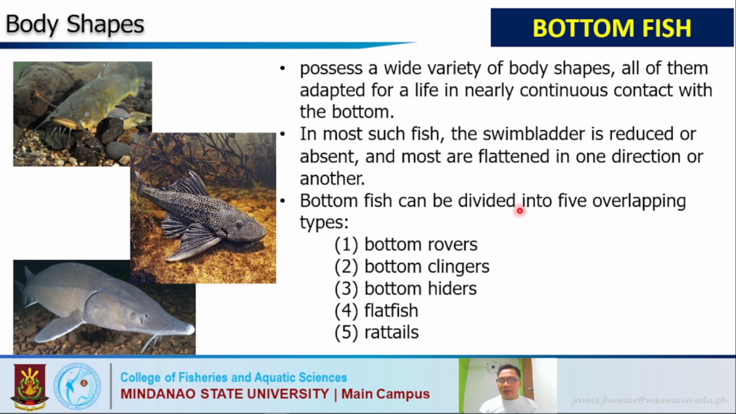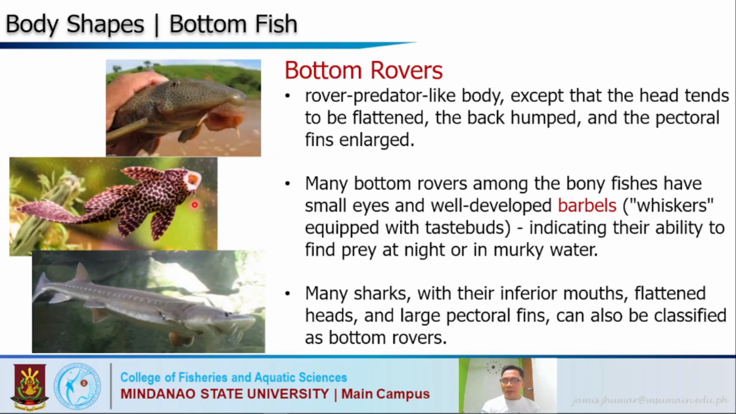So, bottom fish can be divided into five overlapping types: the bottom rovers, the bottom clingers, the bottom hiders, flatfish, and rat tails. So, these are the five classifications of the bottom fishes. So again, the examples of which are catfish, rat tails, and sturgeons. And here we have some more explanations on the bottom rovers. Bottom rovers are rover predator-like in body, except that the head tends to be flattened, the back is humped, and the pectoral fins are enlarged.